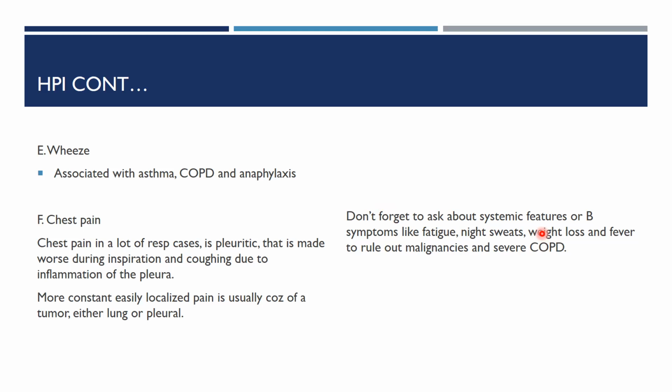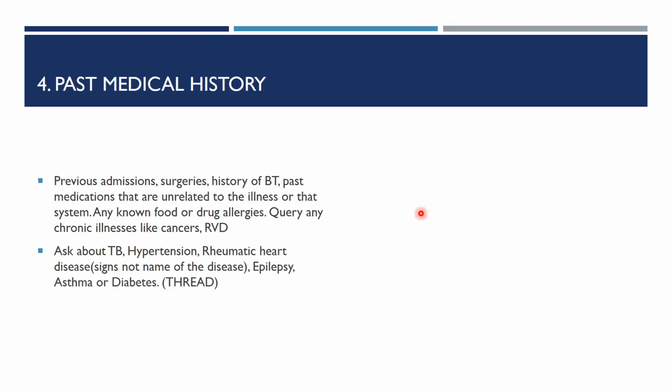Bones, it's there, even. So, past medical history. Okay? We're looking at previous admissions, surgeries, history of blood transfusion, whether they were a donor or a recipient. We're looking at past medications that are now unrelated to the illness or that system, any known food or drug allergies, and then you also query any chronic illnesses like cancer, RVD. We don't say HIV, we say RVD, to be respectful.